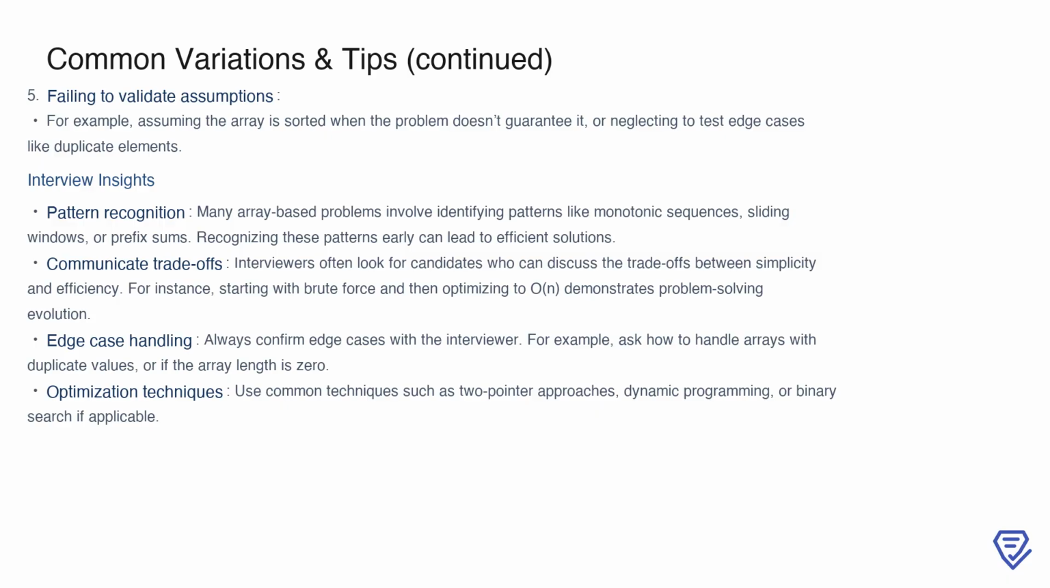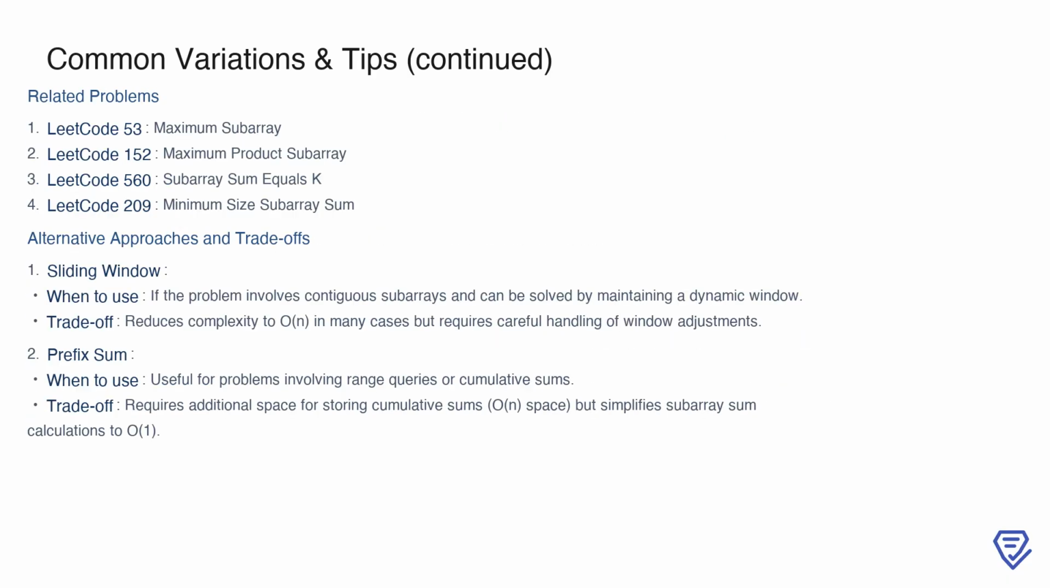Some related problems that can help you deepen your understanding include LeetCode 53, Maximum Subarray, which focuses on finding the largest sum of a contiguous subarray, and LeetCode 152, Maximum Product Subarray, which extends this idea to products instead of sums. LeetCode 560, Subarray Sum Equals K, is another relevant problem where you count subarrays with a specific sum, and LeetCode 209, Minimum Size Subarray Sum, which challenges you to find the smallest subarray with a sum greater than or equal to a target value.